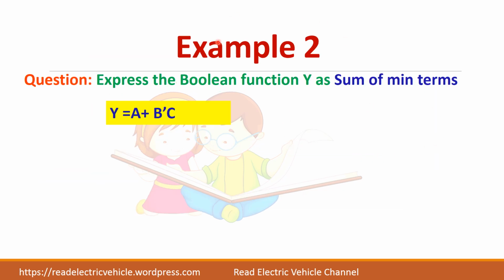Next we will see another example where instead of a truth table an expression is given. So you need to express the Boolean function as sum of minterms. Given Y is equal to A plus B'C. So is it possible to express in terms of minterms? What we have to do is, first you have to bring it to canonical form. Then only you can express in terms of minterms.